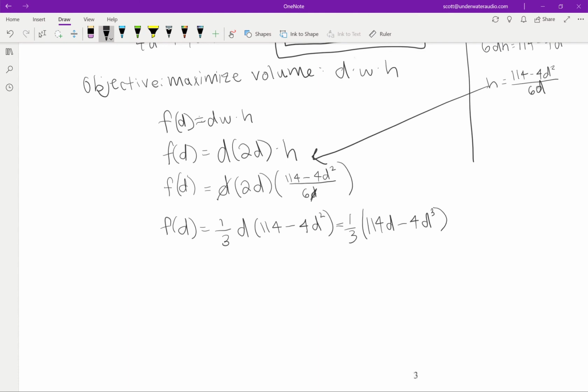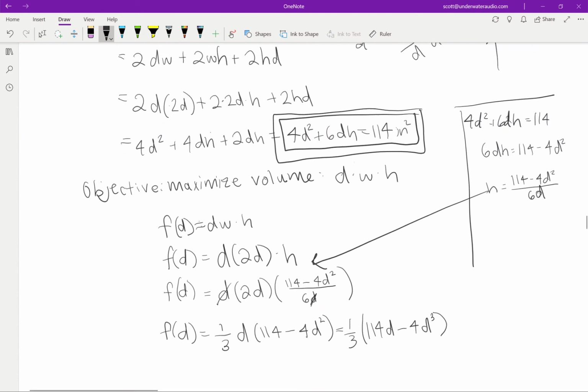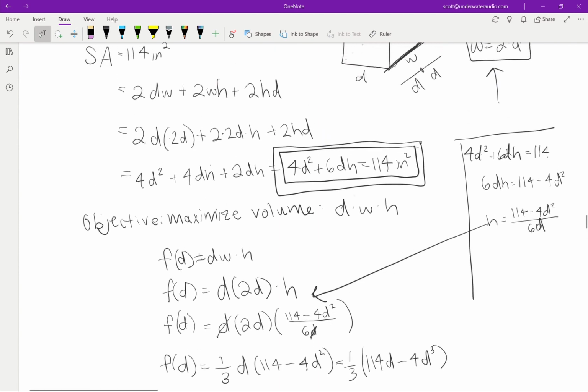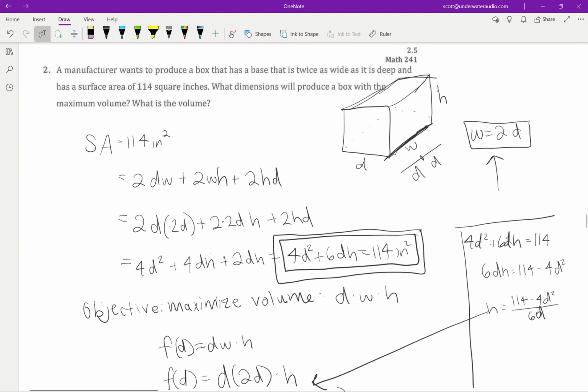Cool. Okay, I want to recap what we've done so far, and then we'll pause so you can take a second to think about it. The first thing we did is draw this picture. From the picture and the text, we got a couple of equations. We know that the width was twice the depth, and that the surface area was specifically 114 square inches. The manufacturer wanted it to be exactly 114 square inches. That's all we had to work with.